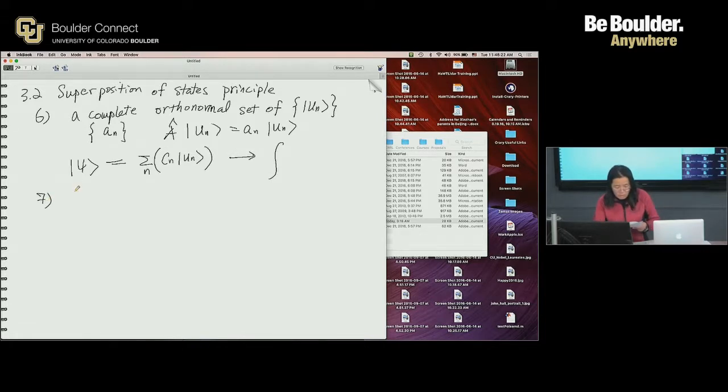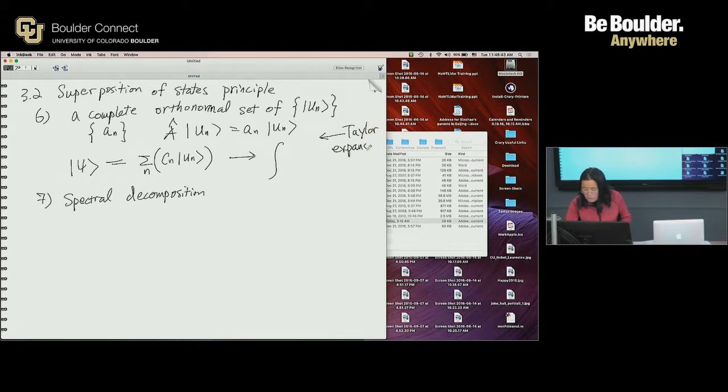The next one would be the principle of spectral decomposition. I would say the analogy to the Taylor expansion was for superposition. What would be a good analogy for spectral decomposition? This describes the probability of obtaining a specific eigenvalue of an observable operator while making measurements of a system in a certain state. What's the analogy for that? Fourier spectral analysis, right?